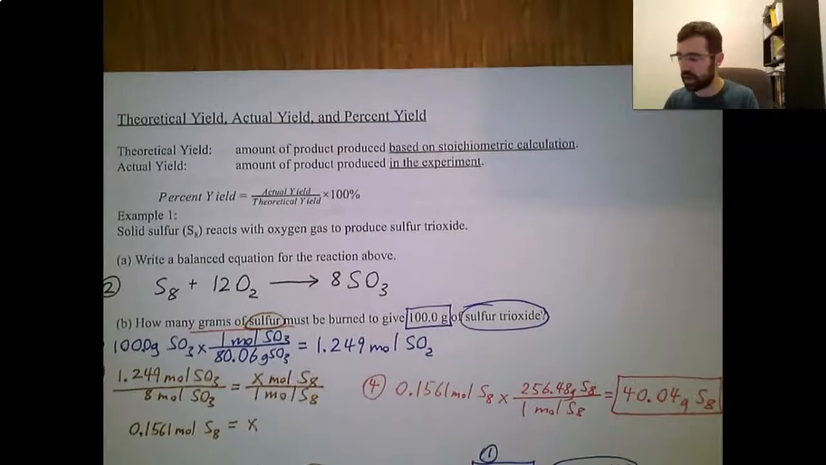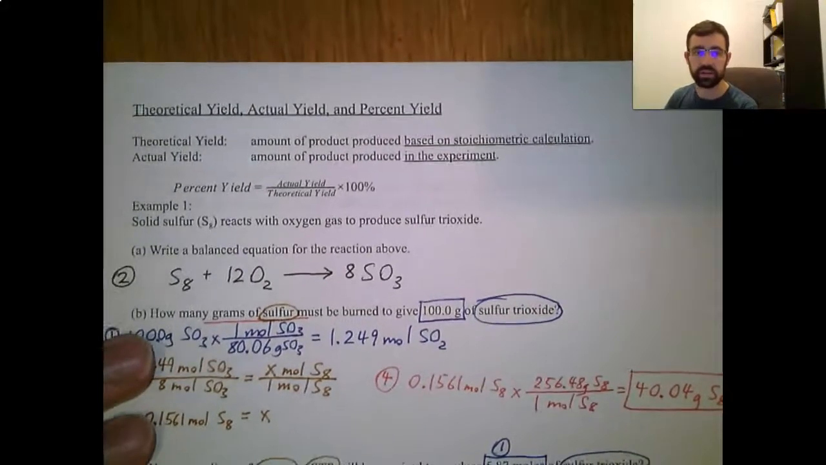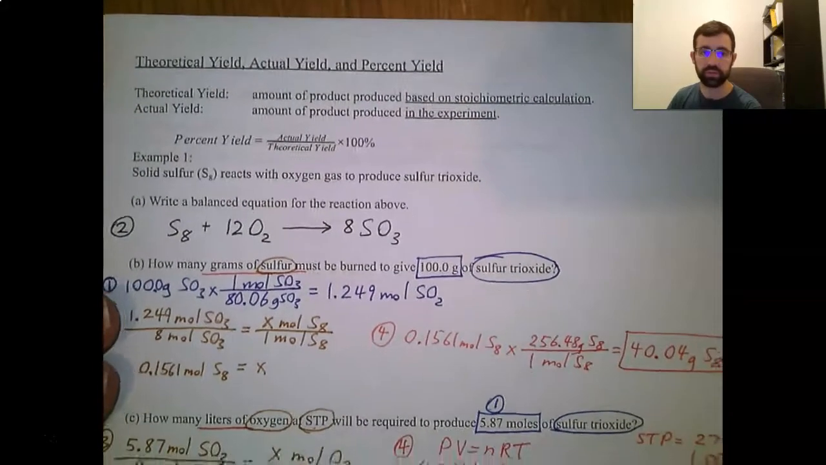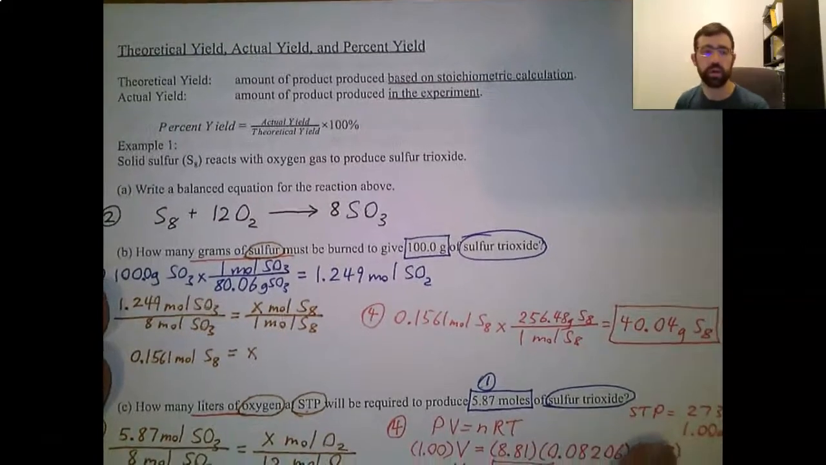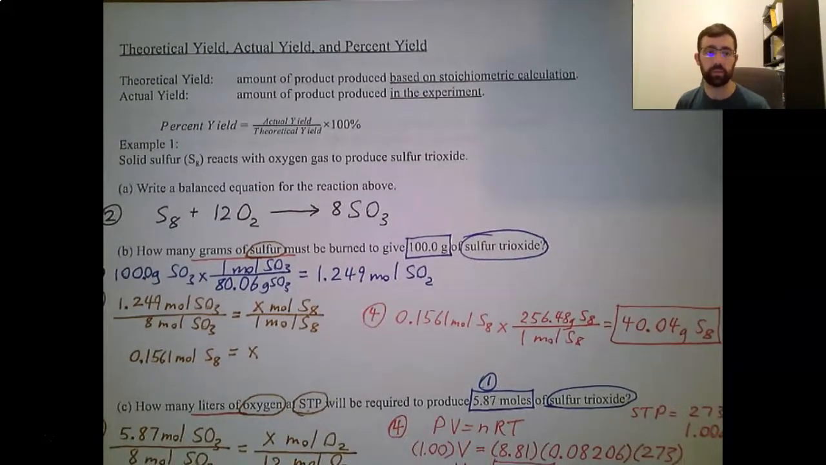Last thing that we're going to talk about in this video is theoretical yield, actual yield, and percent yield. Sometimes I want to know the percent yield of a problem. Keep in mind, all these calculations we're doing are theoretical because we haven't conducted it in the lab. We're just solving problems, and that's what theoretically, on paper, ought to work. But the actual yield is what's done in the lab.